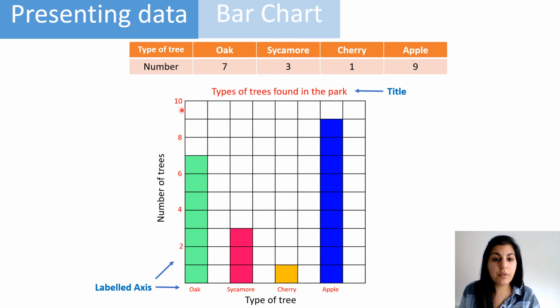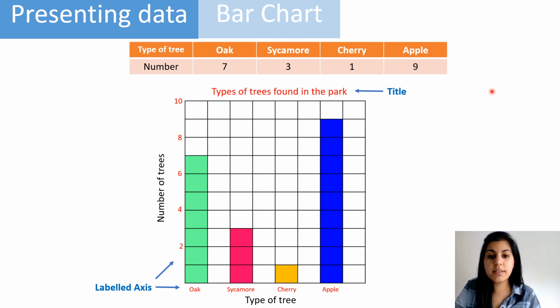Now in a bar chart, I've got two axes. I've got a horizontal axis, which is going across, and that shows me my type of tree, and my vertical axis, which shows me the number of trees. And you can see here, I've done each square represents one tree. So in my data, I had 7 oak trees, so you can see I've coloured in 7 squares.